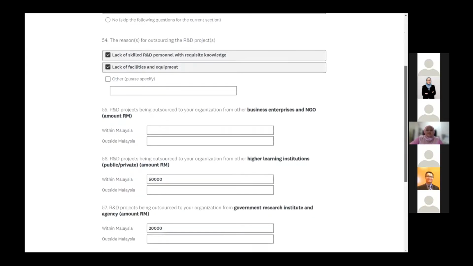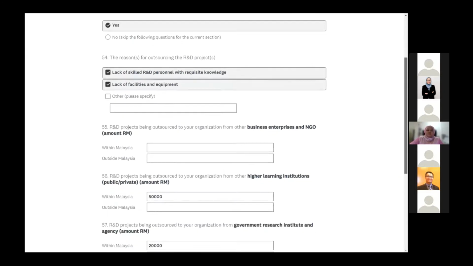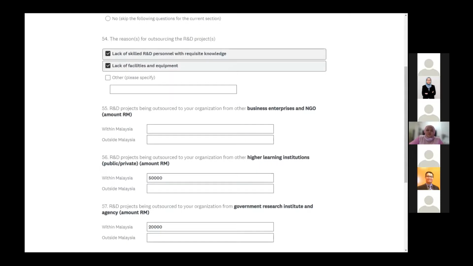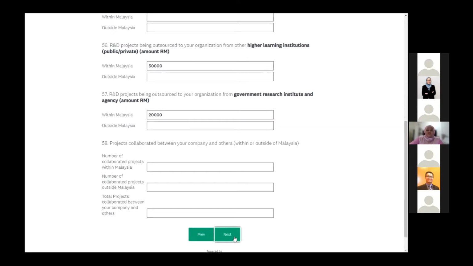But as you can see, even when you click yes, you don't need to answer each and every box. As we can see in the example given, after clicking yes, we only answered questions 56 and 57. A rough estimation is okay and no evidence will be asked from you. For question 58, it is not the amount of money, instead it is the number of projects. So maybe you had spent already 70,000, but only 5 projects were done within Malaysia, so that's about it.